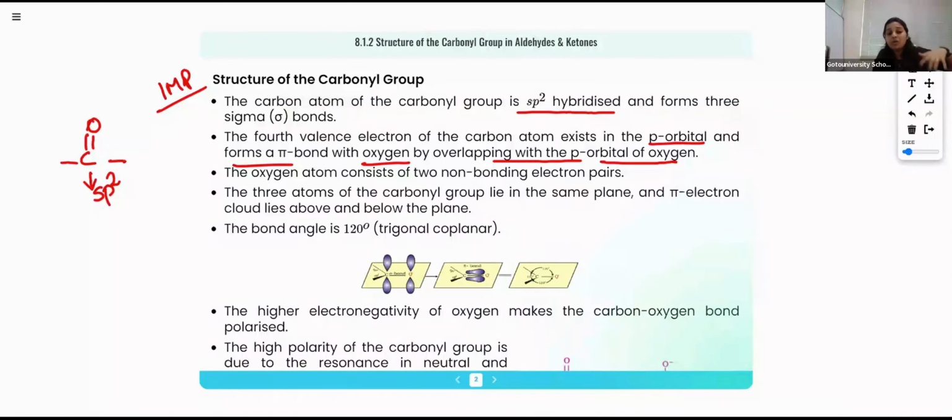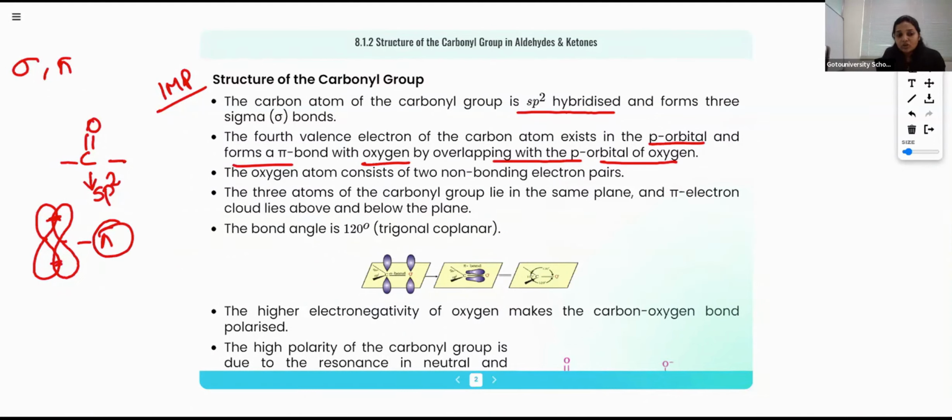How is this pi bond forming? We know two types of bonding are there, right? Sigma bond and pi bond. How is the sigma bond forming? It is by end-on overlapping, or we can say head-on overlapping. A pi bond is formed by sidewise overlapping, right? One p orbital will be like this, and another one. This is sidewise overlapping. This is the overlapping area. This type of overlapping leads to the formation of a pi bond.